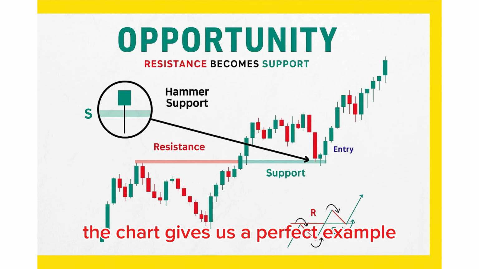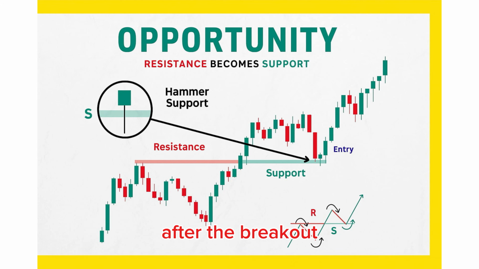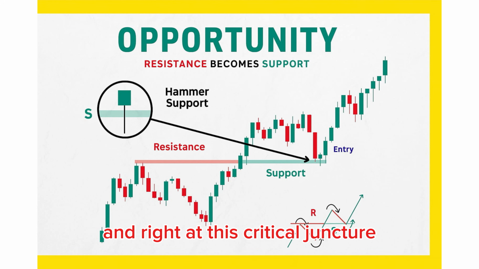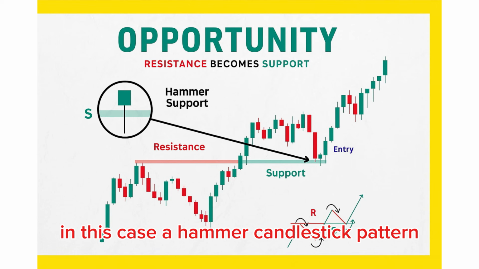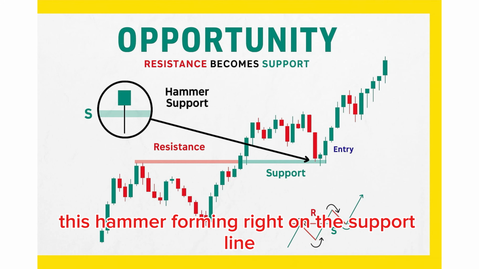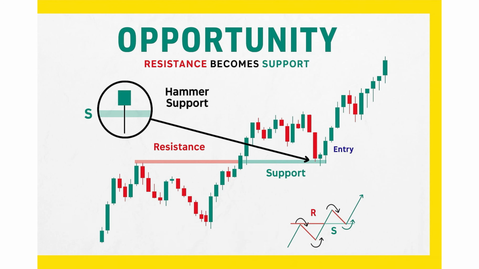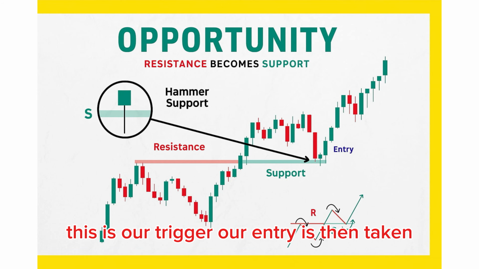The chart gives us a perfect example. After the breakout, the price comes back down to test this newly established support level. And right at this critical juncture, we get a confirmation candle, in this case, a hammer candlestick pattern. This hammer, forming right on the support line, signals that the buyers are defending this level aggressively, rejecting the lower prices. This is our trigger.